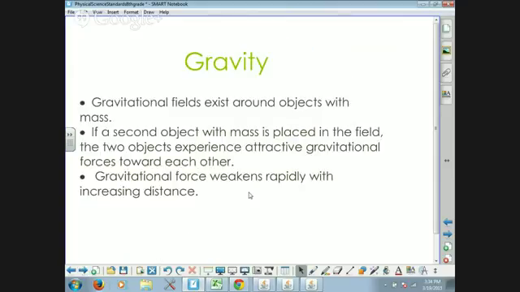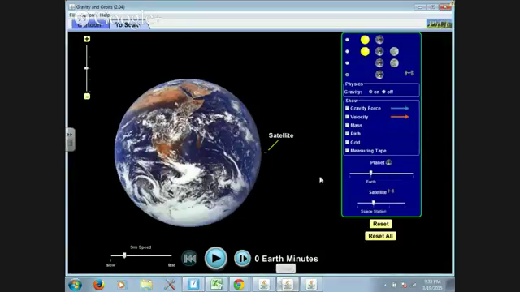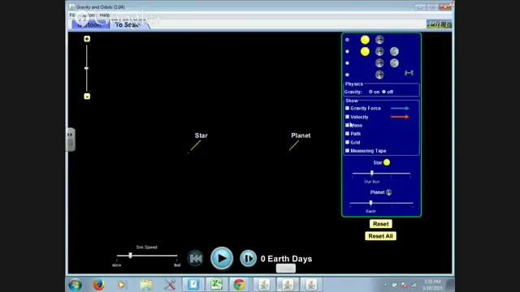Okay, gravity, next one. So we talked about electricity, we talked about magnetism, now we're going to talk about gravity. Gravitational fields exist around objects with mass. Guess what? You have mass. I have mass. Everything that is something has mass. If a second object with mass is placed in the field, the two objects are going to experience a force. So we're going to come over here. We're going to look at two objects that we're pretty familiar with.